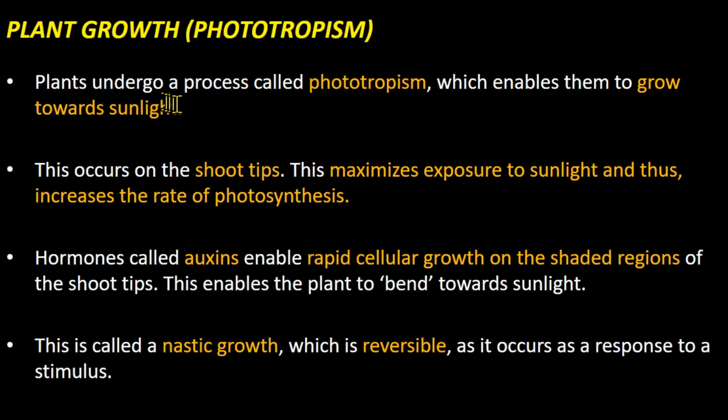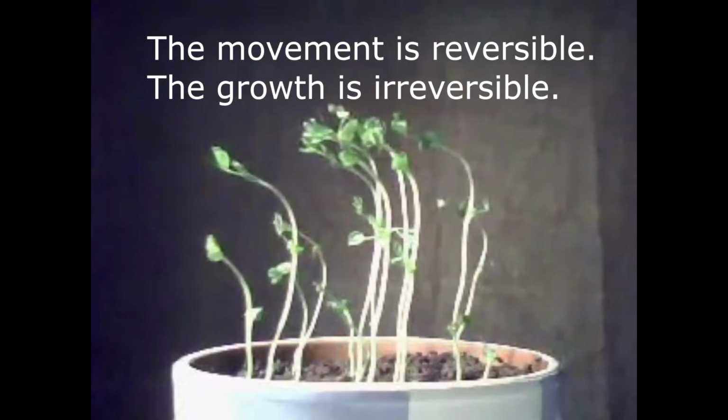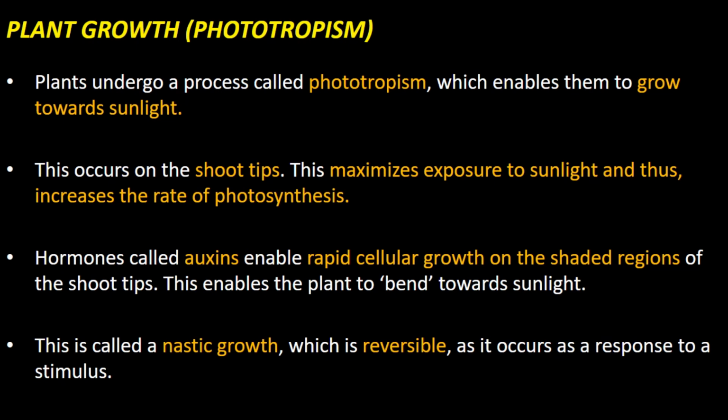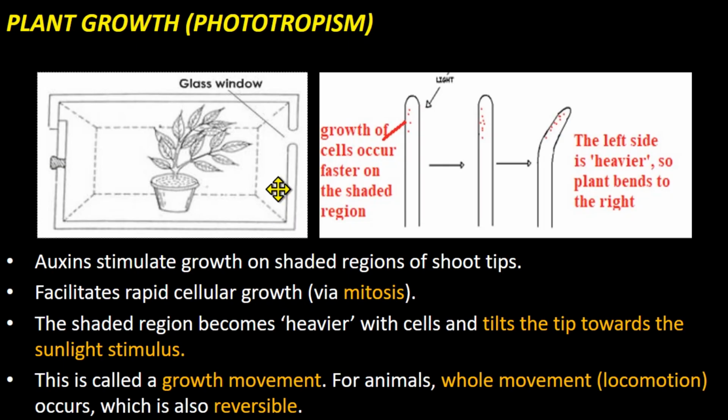Phototropism. Plants undergo a process called phototropism, which enables them to grow towards sunlight. This occurs on the shoot tips. This maximizes exposure to sunlight and thus increases the rate of photosynthesis. Hormones called auxins enable rapid cellular growth on the shaded regions of the shoot tips. This enables the plant to bend towards the sunlight. This is called a tropic growth, which is reversible because they can actually change direction, and it occurs as a response to a stimulus. Here we can get a closer look at phototropism.